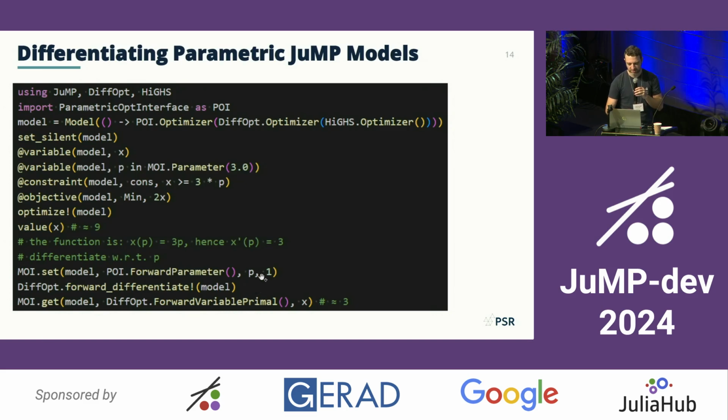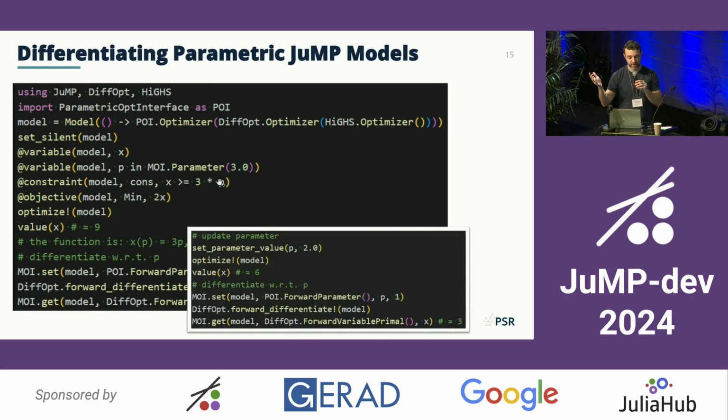So you set the sensitivity that you want to query with respect to that parameter. So now, instead of saying, I meant that constraint and the constant term of that constraint, now you can say directly, differentiate with respect to this parameter. You compute forward mode differentiation, and then you can query back your derivative with respect to x, which is now 3 because 3 is multiplying the p over here. And of course, because we have parameters, you can reset your parameter to a new value. You can re-optimize, and you can query again the derivatives, which won't change in this case because it's a constant.